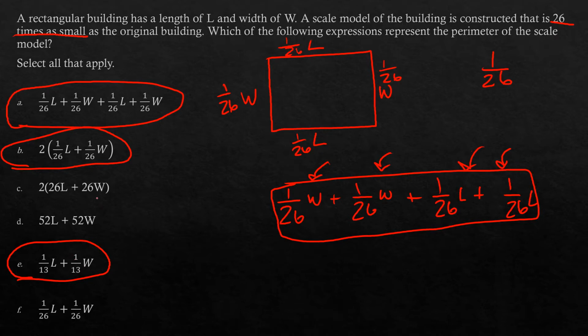which is why this one down here is also one of the correct answers. Now notice that both of the answer choices with the whole numbers we did not pick, so don't pick those. And this one on the bottom, that's only 2 of the sides. You're missing the other 2.